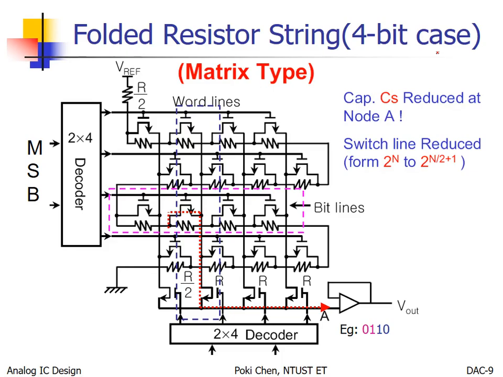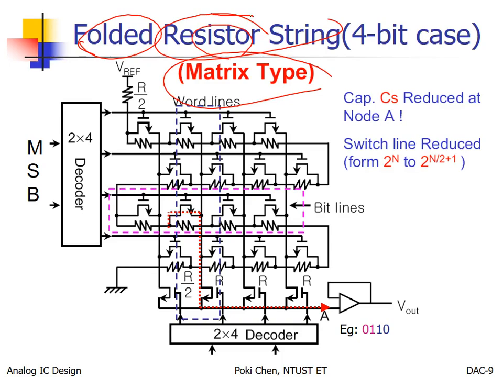Allow me to tell you what the solution is. This is the solution from Samsung. It is patented by Samsung. It is called matrix type or folded resistor string. Sometimes we don't say resistor string. We call it simply R string.